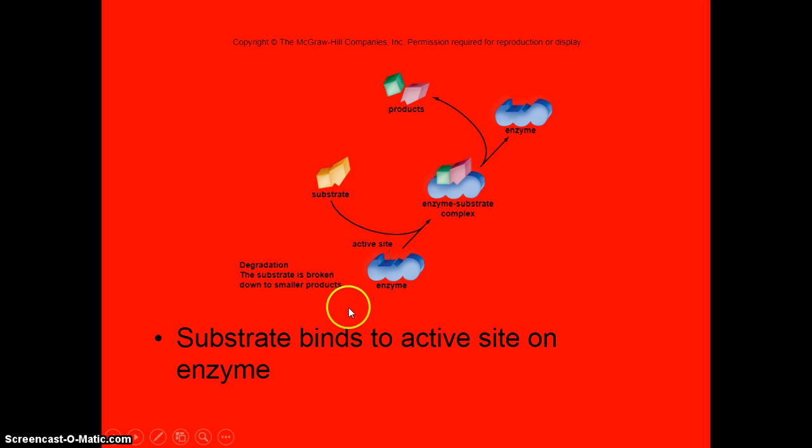The substrate binds the active site on the enzyme, forming the enzyme-substrate complex, then the enzyme is released and the products are released. So the substrate has gone from this to the two components that make it up. It could have done this on its own, but the enzyme sped up the reaction.